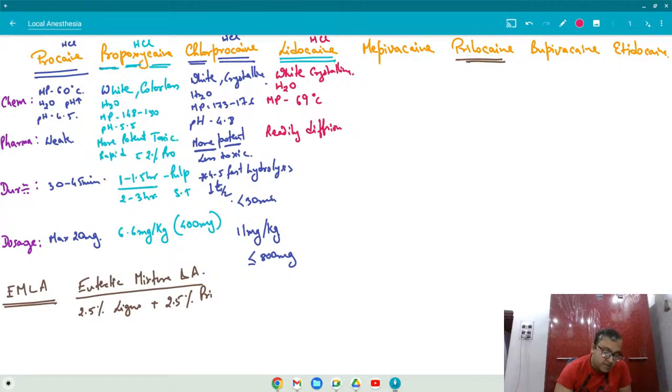And over here, remember, it is two times more potent and toxic as procaine. So the comparison is always with procaine. When I say two times more potent, that means as compared to procaine only. Once again, I'm asking you this question: what do you think, should the onset of action be rapid or slow?